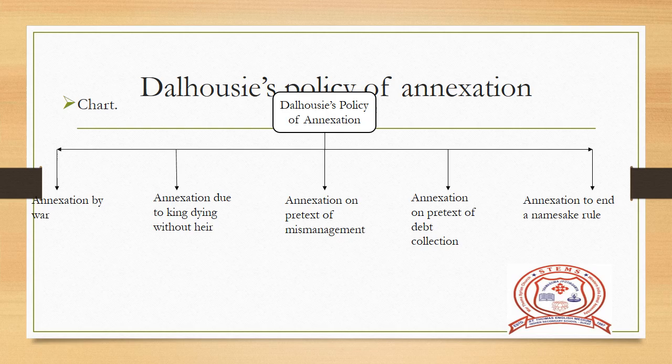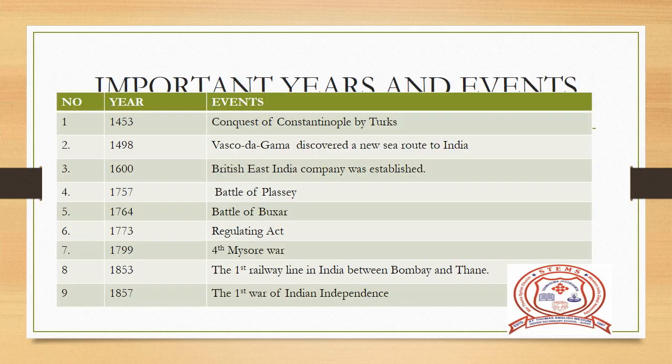Last one, annexation to end a namesake rule. By this reason, he annexed Karnataka and Tanjore. Thus, he adopted the policy of annexation for the expansion of the company and British imperialism in India.